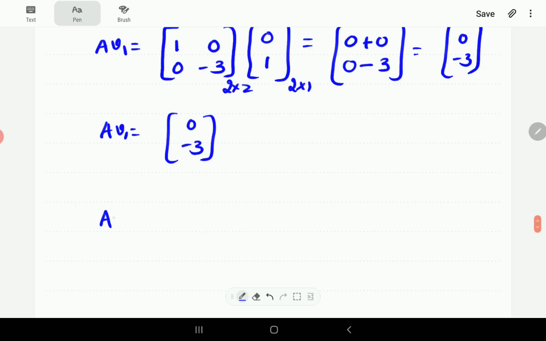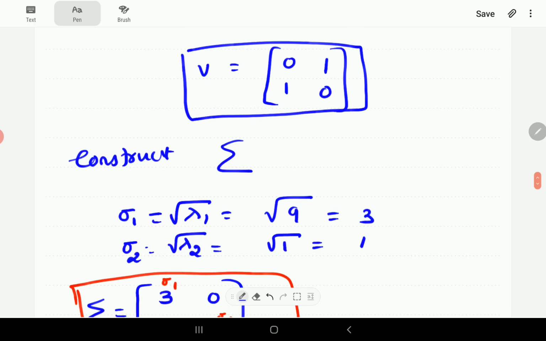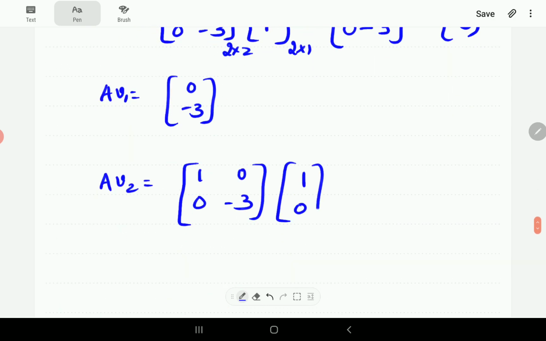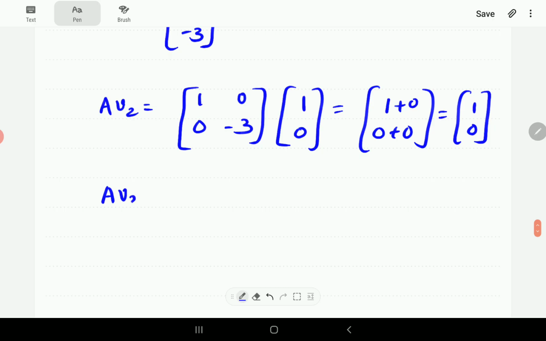Similarly, let us find out A into v2. Our A is 1 0 0 negative 3 into v2. v2 is 1 0. This is equal to 1 plus 0. This is again 0 plus 0. So simply it is 1 0. So this is our A v2. You got A v2 as 1 0.